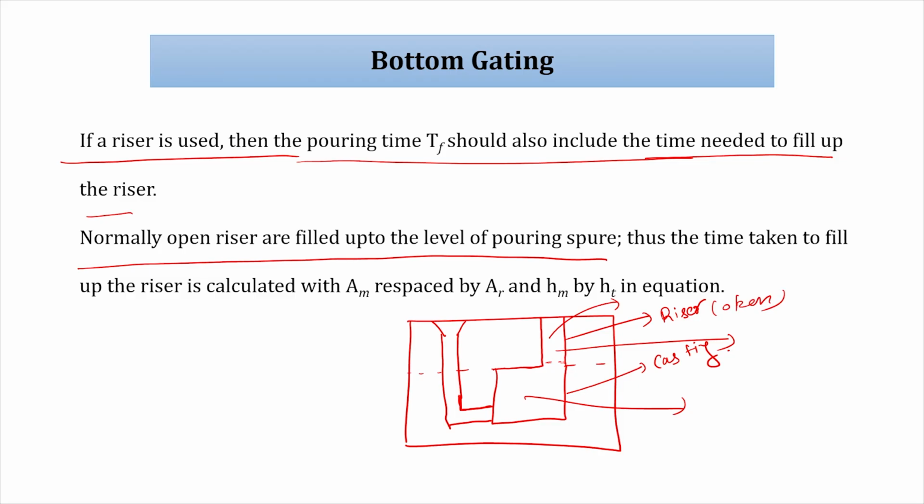Thus, the time taken to fill the riser is calculated with AM replaced by AR. Just assume this cross section area is AM, as we have discussed, TF equal to AM by AG root under 2 by G into HT minus HM. For the filling time of the riser, AM will be replaced by AR, since the riser has a different cross section area. If AM and AR are the same, nothing changes, and HM will be replaced by HT, as in the previous numerical problem where HT and HM were the same.